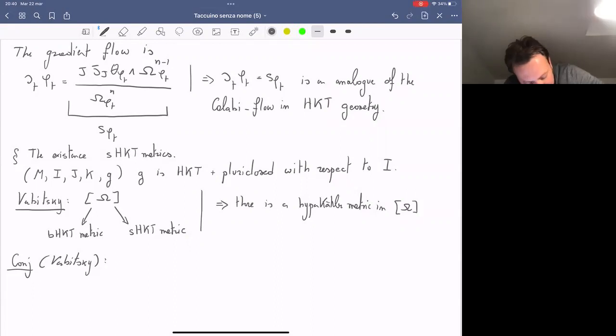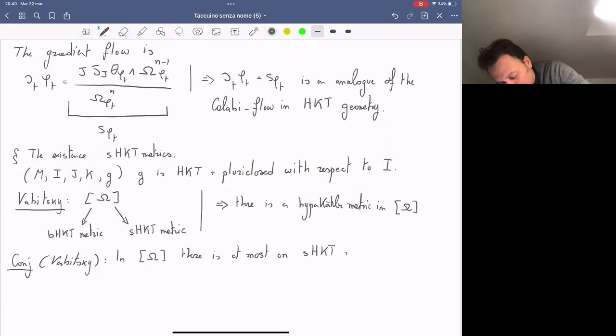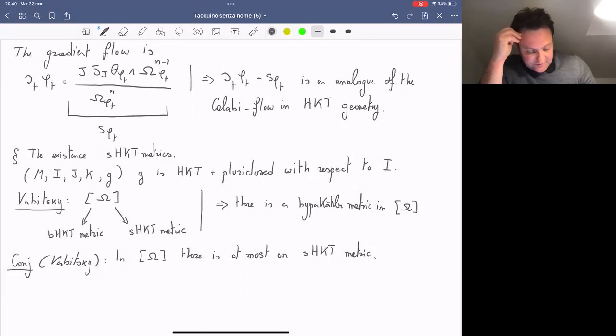The conjecture is the following. In this class, there is at most one strong HKT metric. This is also still open, and as far as I know, not proved yet. And of course, if one assumes the conjecture of Alesker and Verbitsky, it is not possible to find a strong HKT metric on an SL(n,H) HKT manifold.